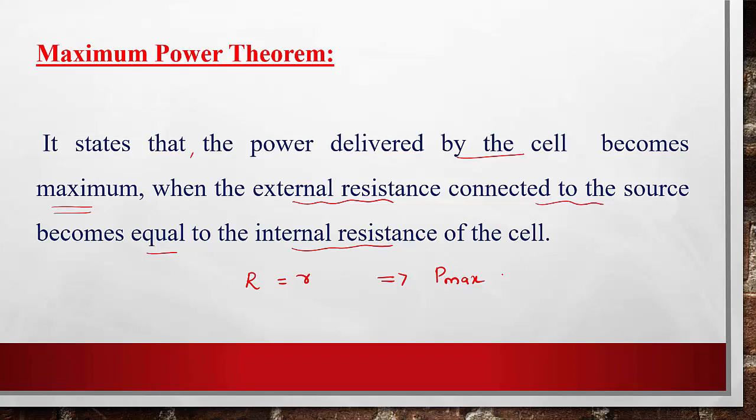It states that power delivered by the cell becomes maximum when external resistance connected to the source becomes equal to internal resistance of the cell. When capital R is equal to small r, then power is said to be maximum. So this is all about electrical energy, electrical power, heating effect and power consumption, power loss and maximum power theorem.